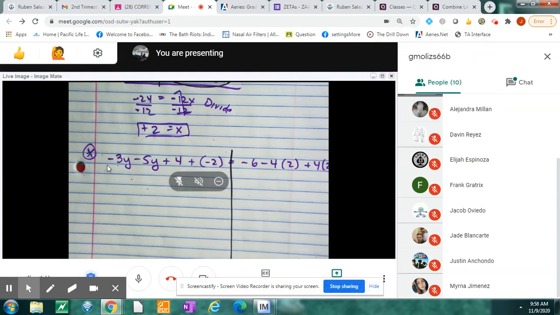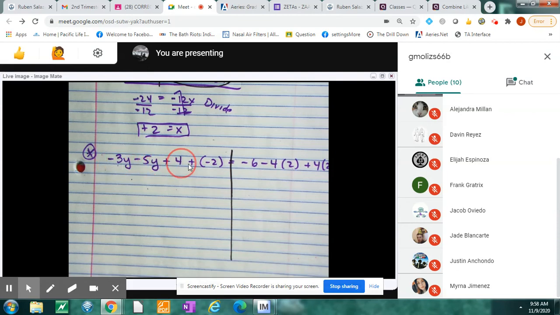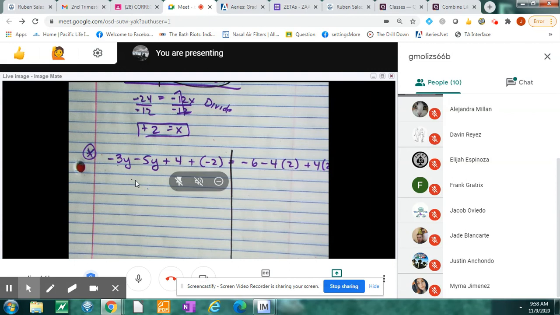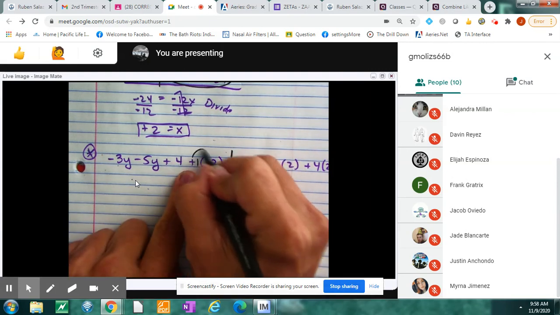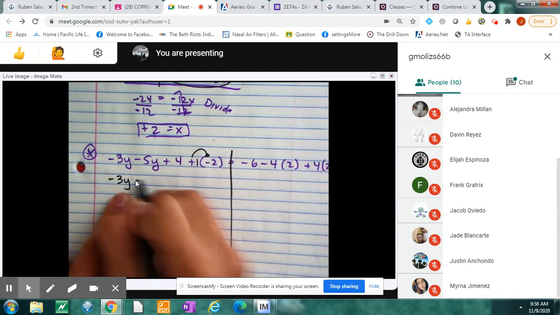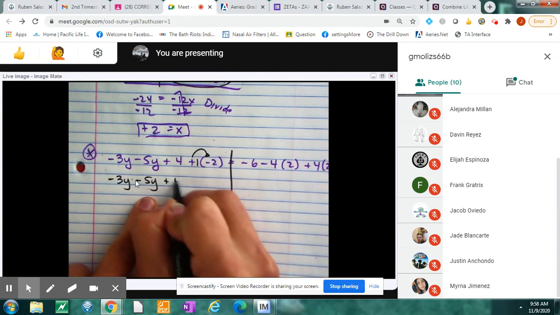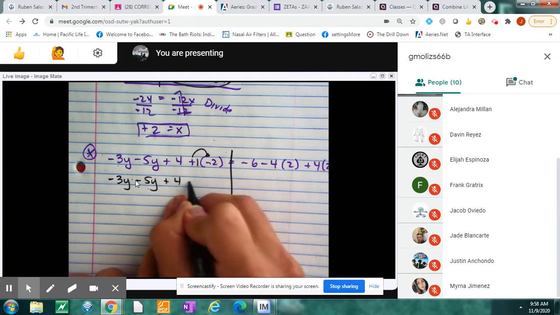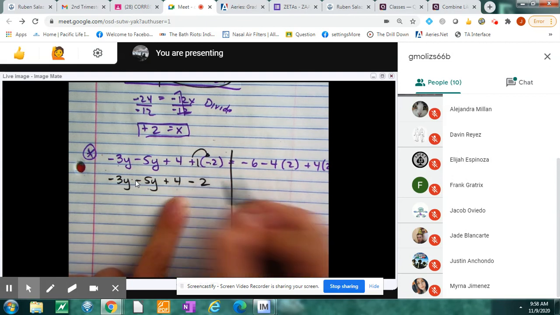So now what do we do here? On the left side, do I have any parentheses? Oh, there's a parentheses. It's a plus -2. So I could put a +1 just to get rid of the parentheses, right? So everything stays the same. Positive times negative is negative. 1 times 2 is 2, right?